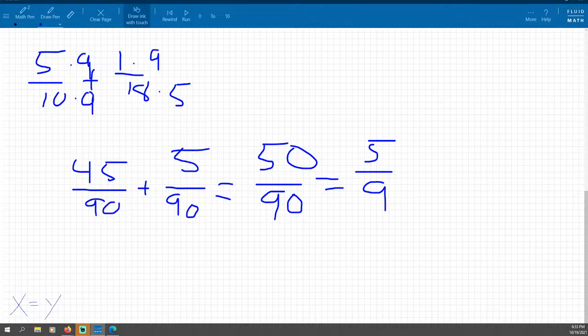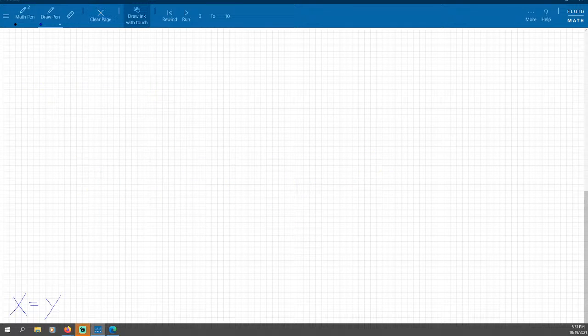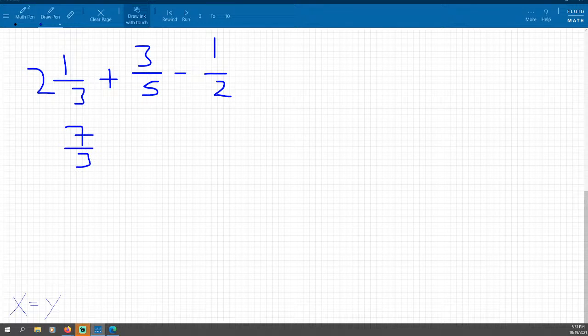Okay, let's do something a little more confusing. So let's say we have something like this. So first let's take this mixed number and make it into an improper fraction. So how do we do that? 3 times 2 plus 1. 7/3. So now we have 7/3 plus 3/5 minus 1/2.